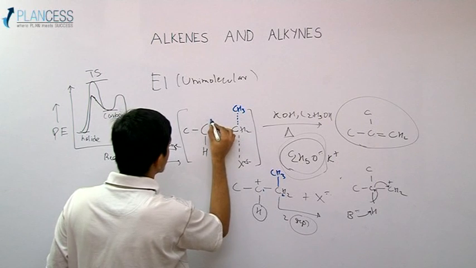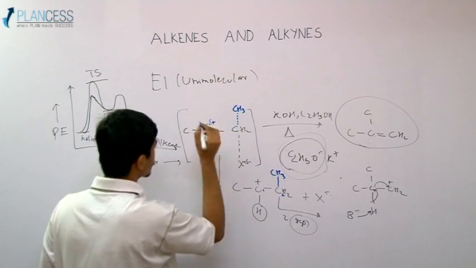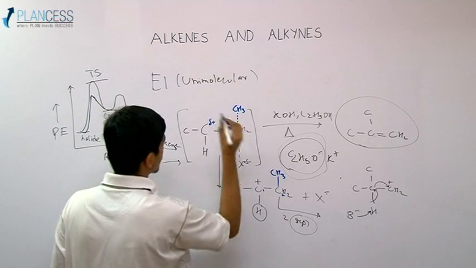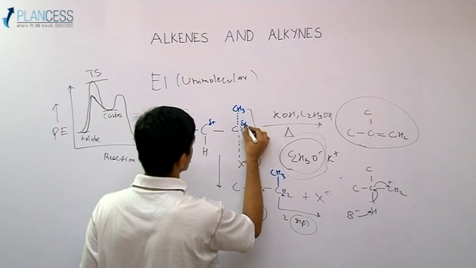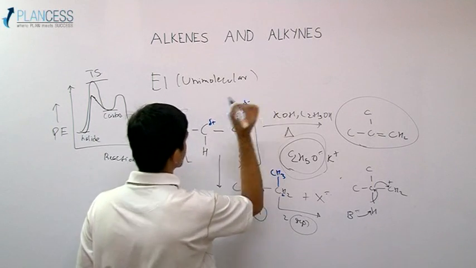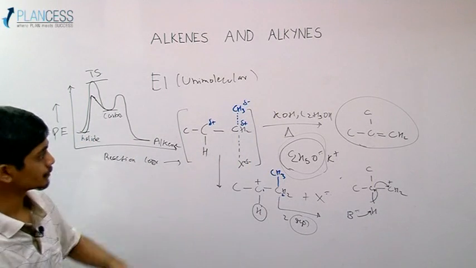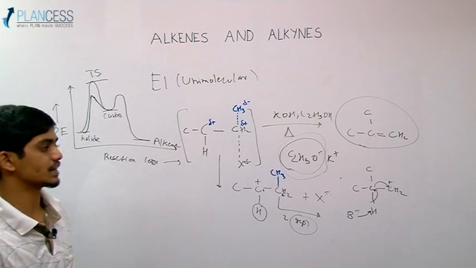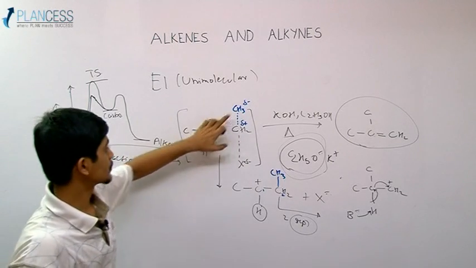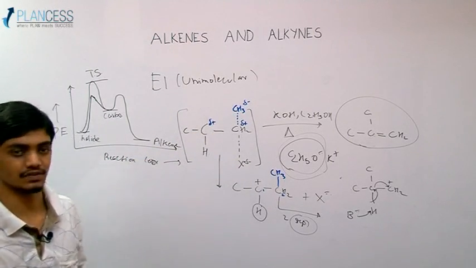We have a delta positive charge over here and a delta positive charge over here. We have a delta negative charge over here. Now, this is how the transition state looks. Positive negative cancel, positive negative cancel.